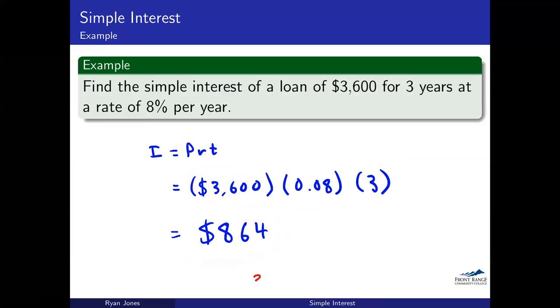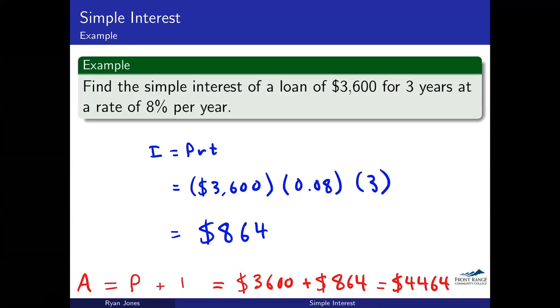Let's go ahead and do 3,600 plus 864. Put some $ here. And if we actually calculate this, we are going to get 4,464. And what you'll notice here is that I am actually calculating the final amount, which we've always used A to denote. And I am adding the principal, which is the amount that I start with, and I'm adding the interest I right there.